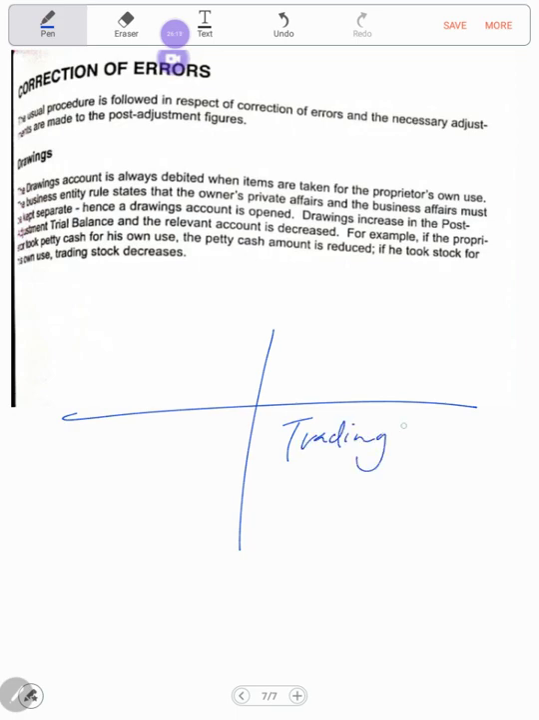Sorry, let's just look at the accounting equation. He's taken trading stock. Trading stock is going to decrease on the credit side, and then you are going to say on the debit side the drawings.